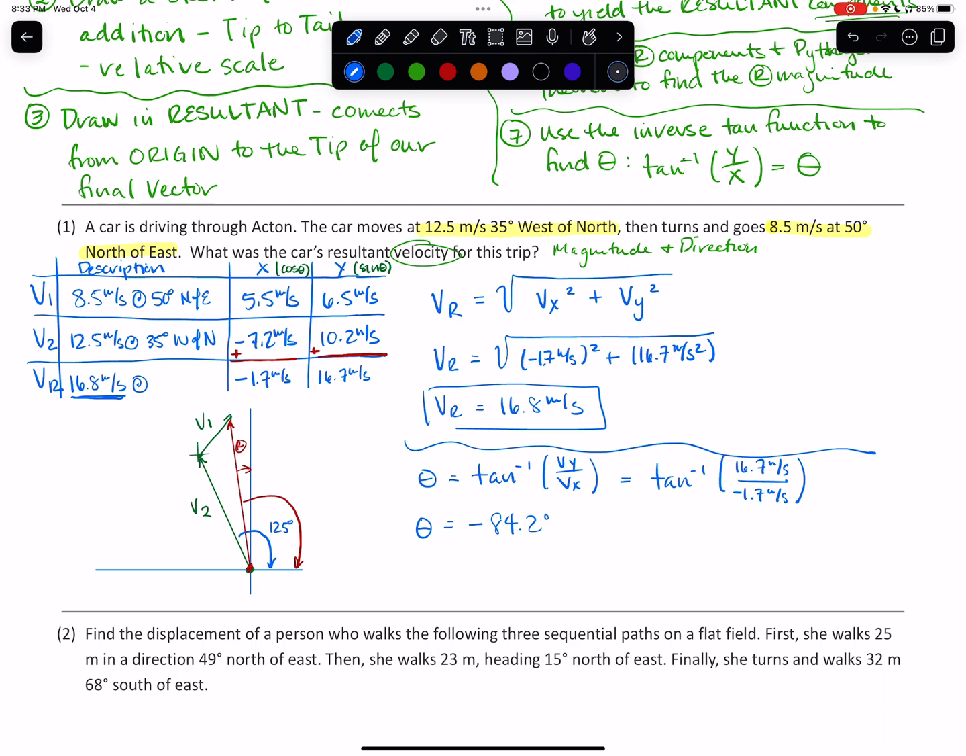So if we go back and look, we'll put that up here. So negative 84.2 is here. It's this piece right here. So we're definitely in the right general area. So we go up and we add that to our 125 degrees, and this is going to be the description of our resultant vector. Okay? All right, so let's try another one.